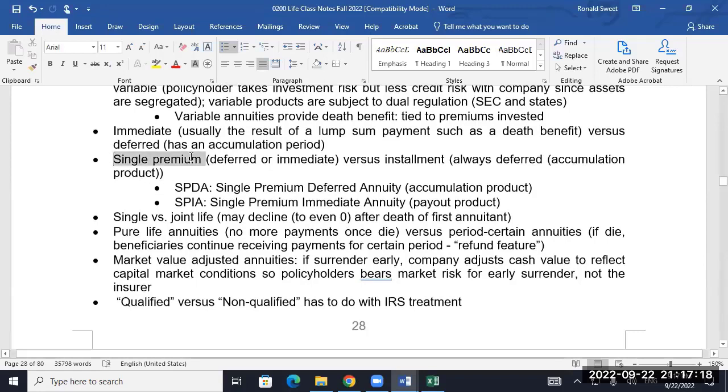So the typical way these work. An SPDA is a single premium deferred annuity. You can walk in and say, here's $100,000, I want you to invest it for the next 20 years and I'll come take it out. That'd be a single premium deferred annuity.